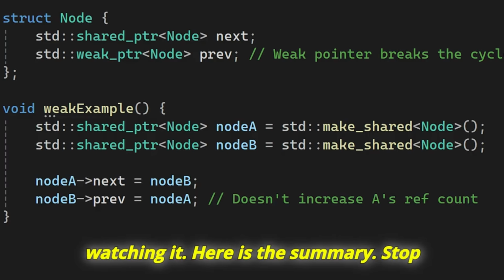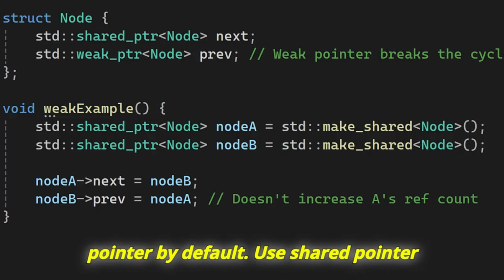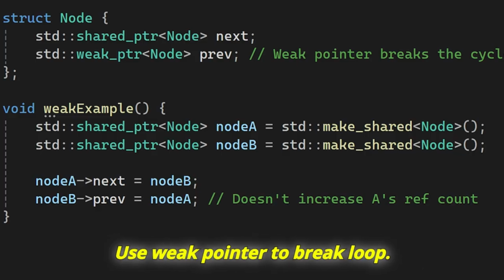Here is the summary. Stop using new and delete. Use unique pointer by default. Use shared pointer only when ownership must be shared. Use weak pointer to break loops.